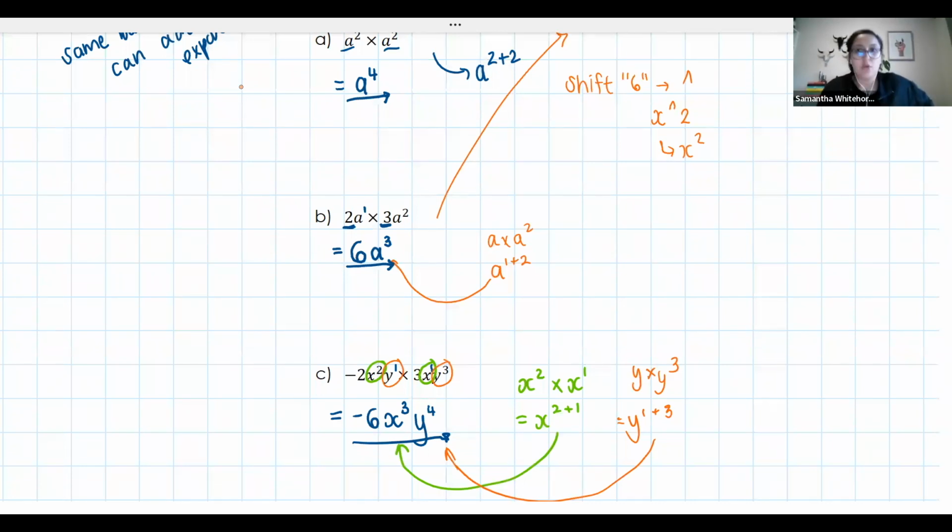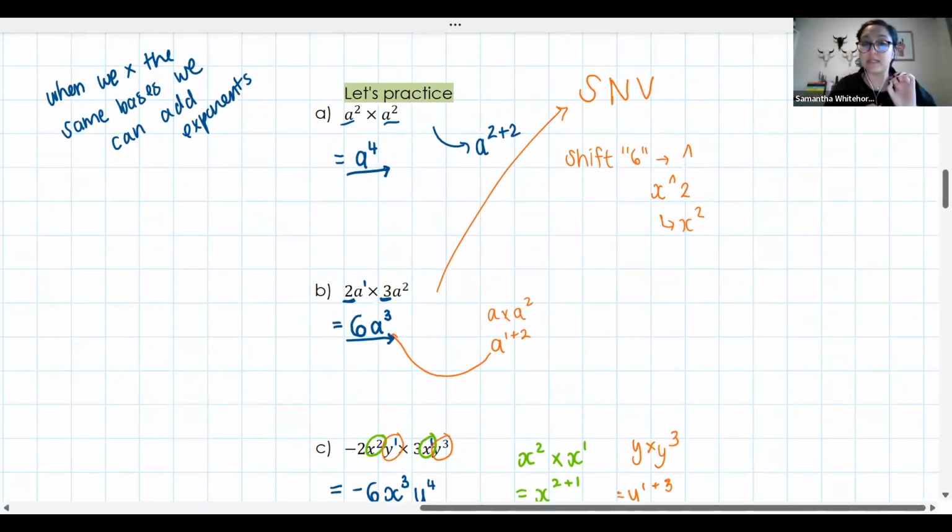So remember to not rush into these questions, break it down, and remember your SNV, guys. If you apply SNV, you will hopefully accurately find your products, or your quotients if you're dividing. But this is all from Monday, so I'm hoping that we all were okay with that. If you struggled with C, that is absolutely fine. C was the more challenging of the 3 questions. Just remember, start with your numbers, then move on to your variables, and we can only add exponents when we have the same bases. If we don't have the same bases, we can't do anything.